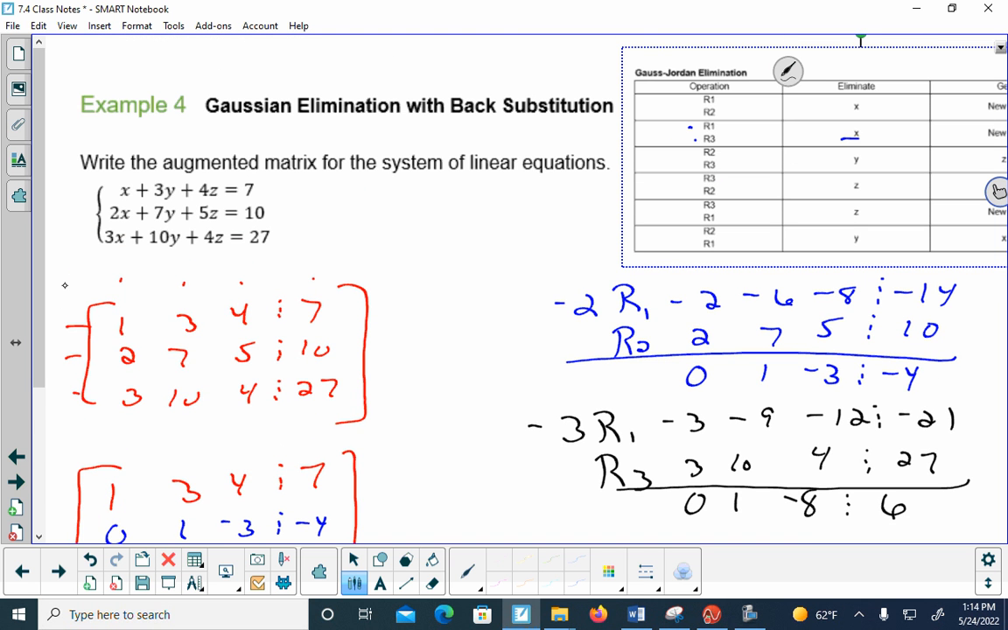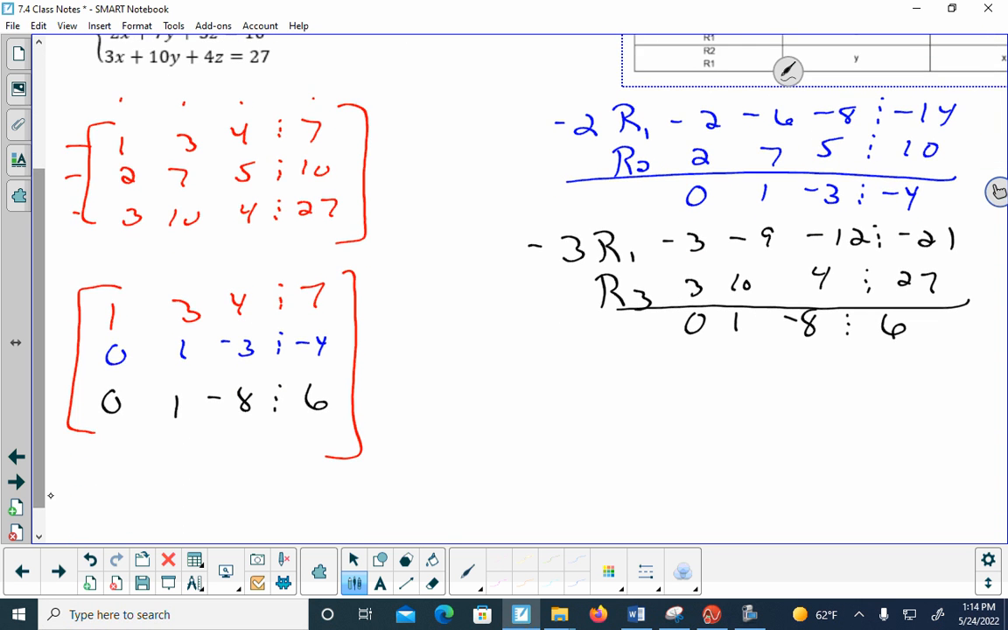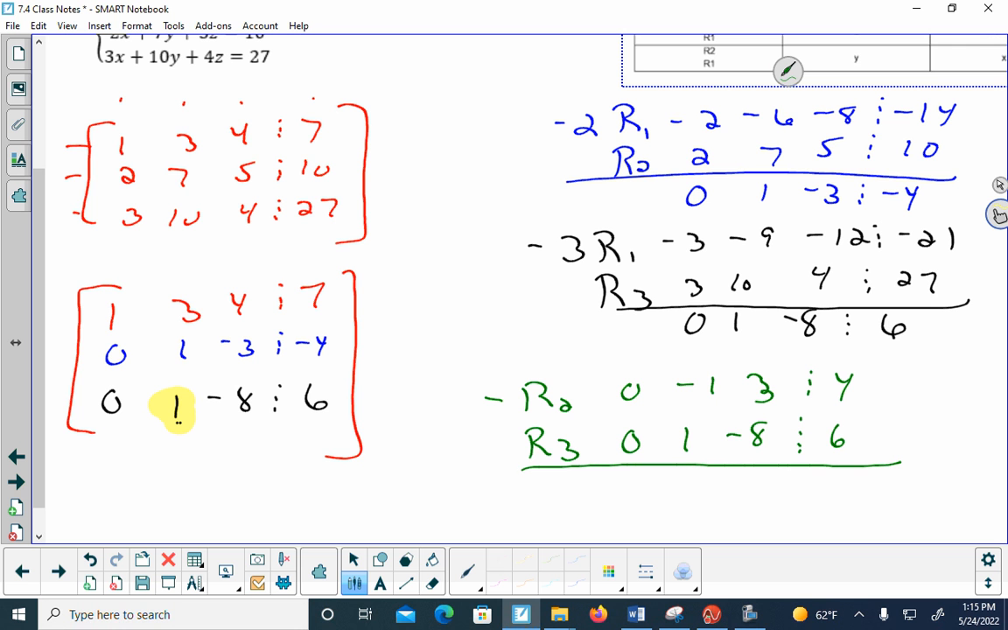I'm going to look up here and I'm going to do row 2 and row 3 to eliminate my y. So I'm looking at my new row 2 and my new row 3, and I want to eliminate this right here. So if I want to eliminate this, I'm just going to multiply it by negative. So why don't we take negative row 2: 0, negative 1, positive 3, positive 4, and copy row 3 down the way it was, so 0, 1, negative 8, positive 6. And when I do that, I get 0, 0, negative 5, 10.